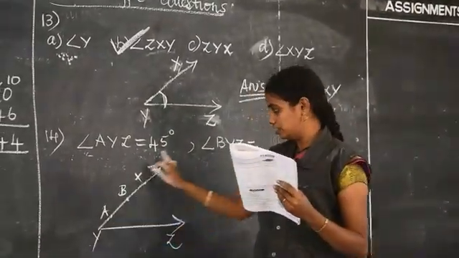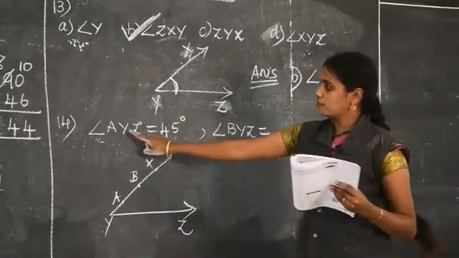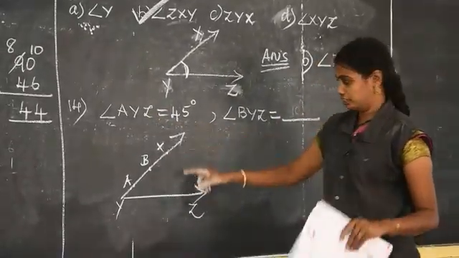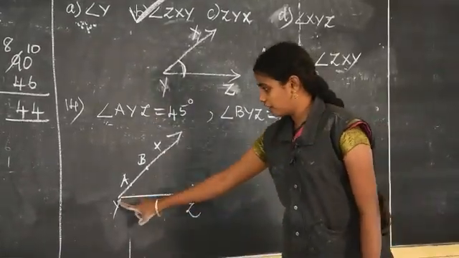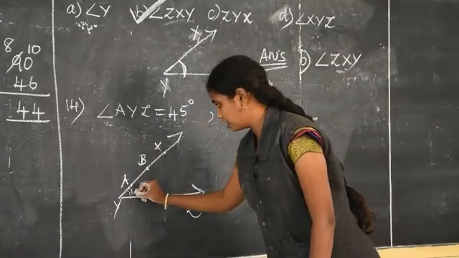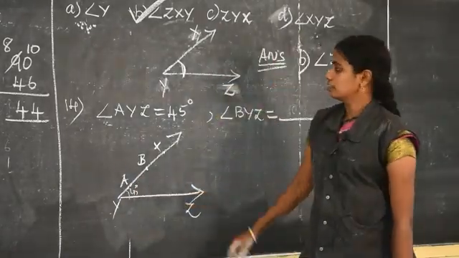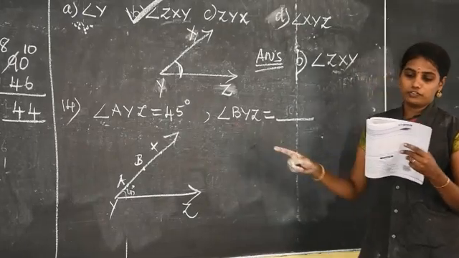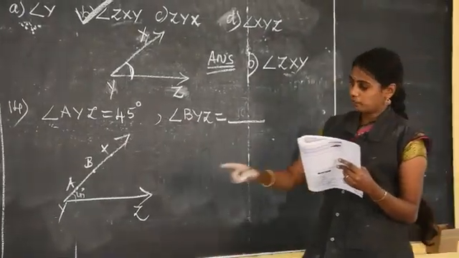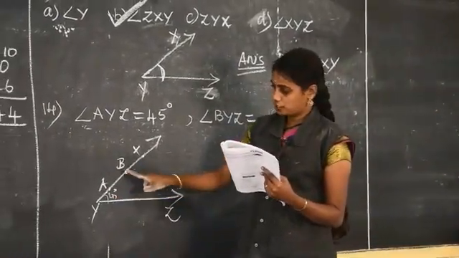Next question, listen to me. In this figure, angle AY is equal to 45 degrees. Angle AY is equal to 45 degrees. So now we are going to find out if your point A is shifted to B.